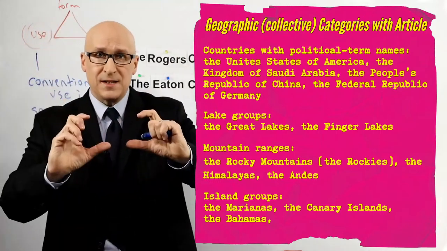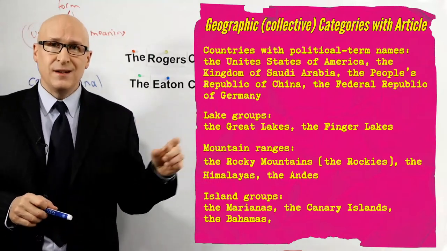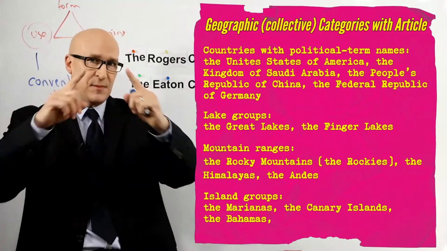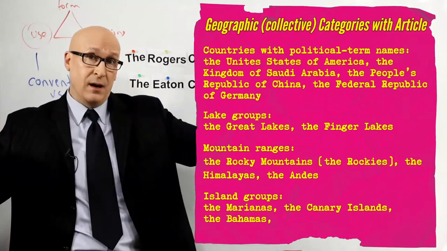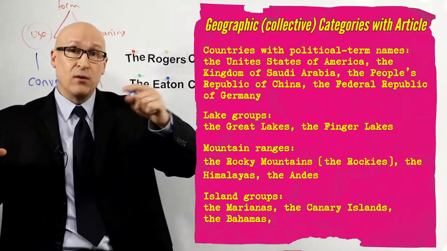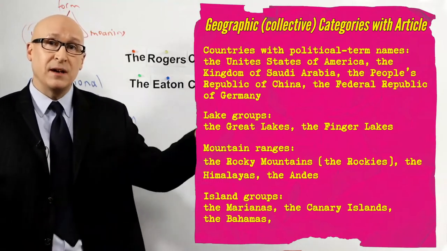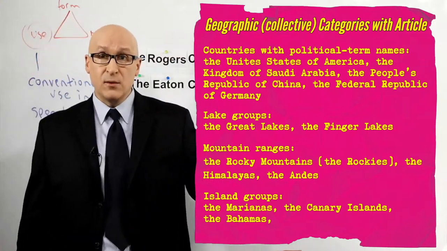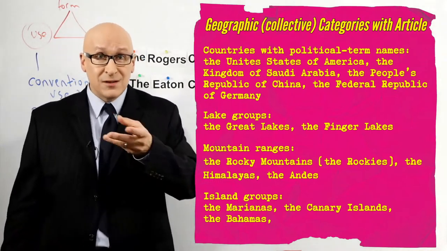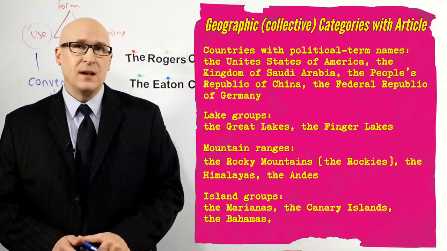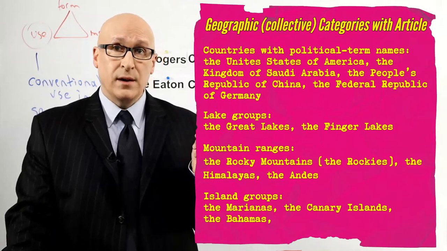How about groups of lakes, right? So plural grouping of lakes, the Great Lakes, the Finger Lakes, or mountain ranges. A specific mountain may have a name like Mount Baker, but a group of mountains called a range, like the Rocky Mountains, gets the. And then groups of islands like the Marianas, the Canary Islands, the Bahamas, or even the Philippines. What's plural about the country name Philippines? Well, it's a group of islands, the Philippine Islands. So these are collective category nouns, geographic nouns, with an article.